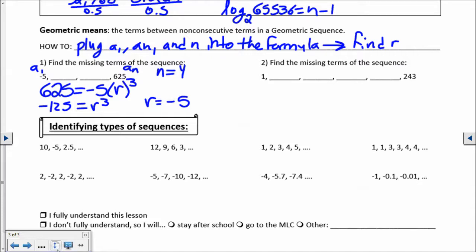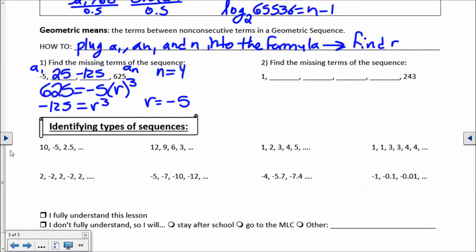So if I start with -5 and then multiply that times another -5, I get +25, then -125. Always double check this last step here. If I multiply times another -5, do I get to the correct number? 625.